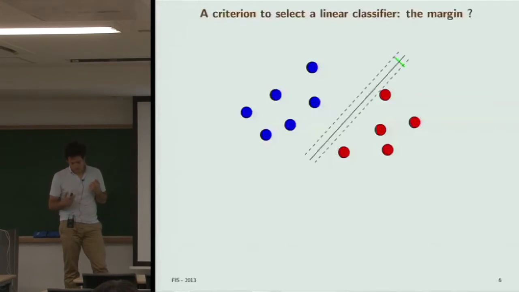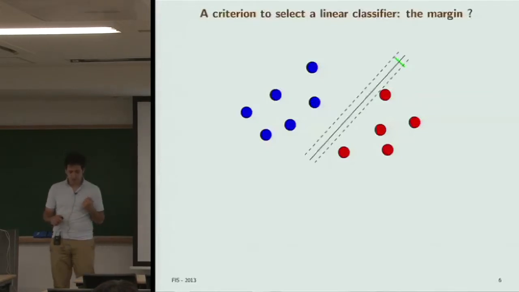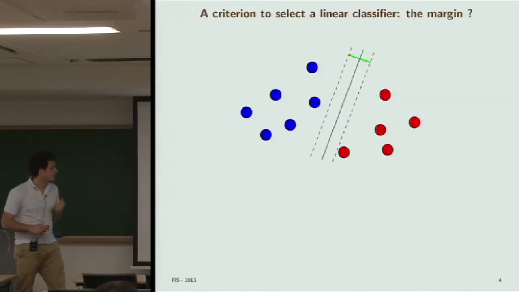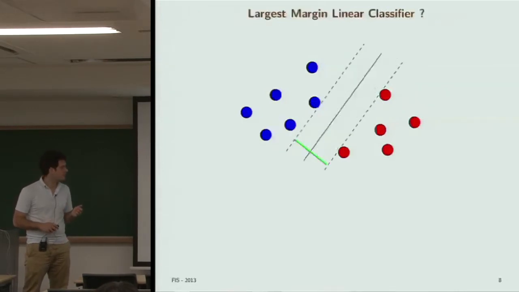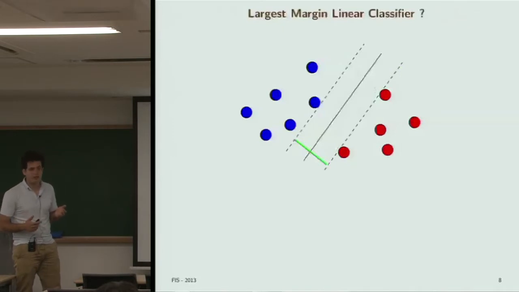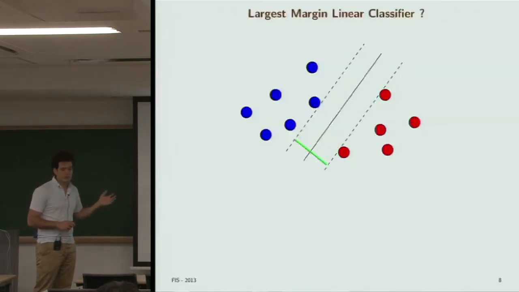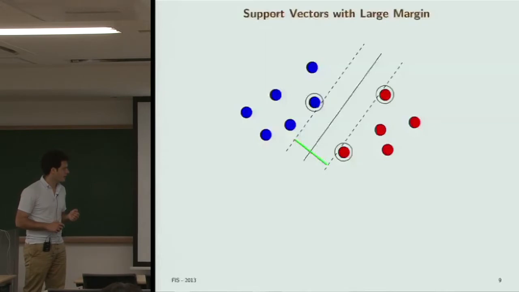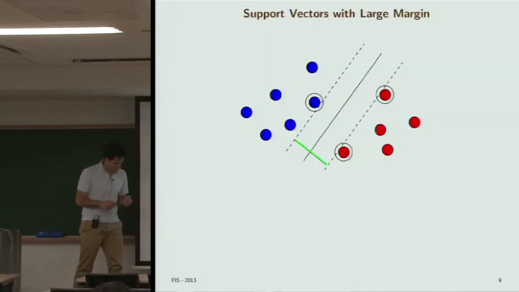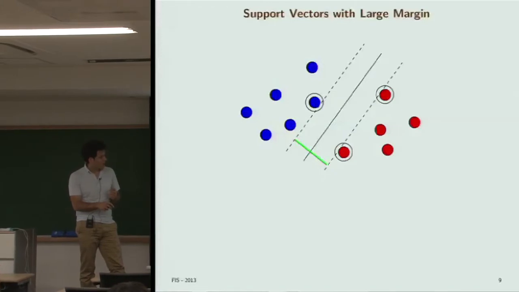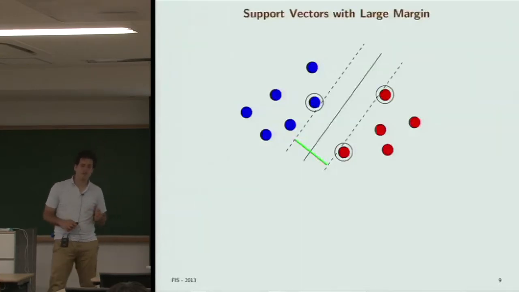If you select this criterion to choose a hyperplane, you want to maximize the margin. Basically, you want to find the largest width possible to choose the hyperplane. Once you have done that, the points which touch the margin, which touch the tube on both sides, are called the support vectors. I think you remember this from last time.